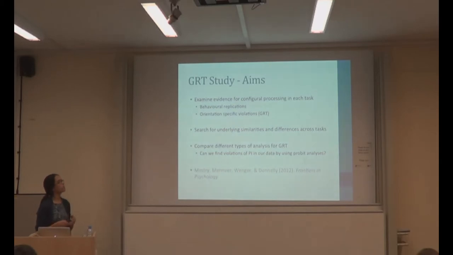So my first study implemented these three tasks within the same study. We were examining evidence for configural processing across the three tasks, looking for replications of behavioural effects, or also orientation-specific violations from the GRT constructs. We were going to look for the underlying similarities and differences across the tasks, and we were going to compare two different types of analysis for GRT. The type of analysis that was used in the three previous studies, which is a marginal analysis, and a new type of analysis that Tammy helped develop, called the ProNet analysis.